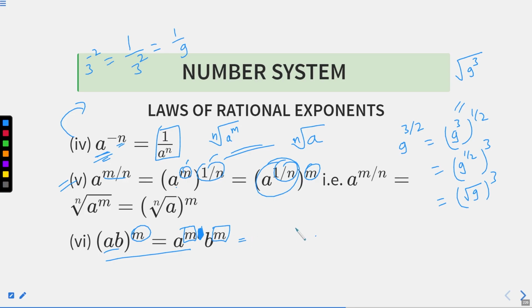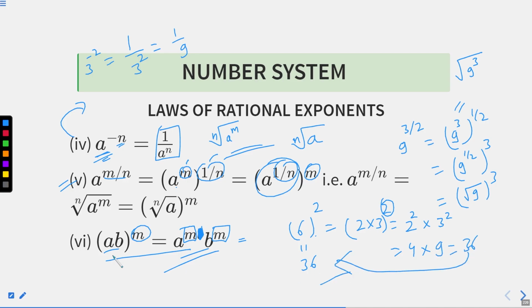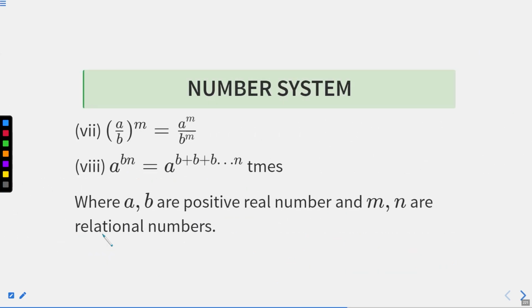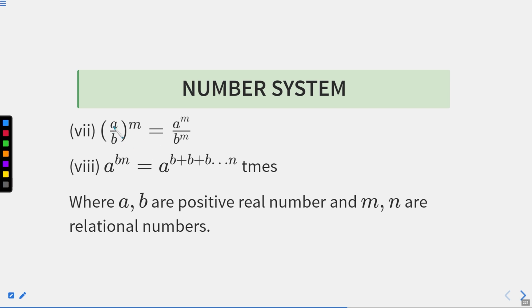For this, if 6 raised to the power 2 is given, that means I can write 6 squared, and we know this is equal to 36. We know from this law I can distribute this 2 to each of the elements. So 2 raised to the power 2, 3 raised to the power 2. I know 2 squared is 4, 3 squared is 9, and 4 times 9 is 36. And we know both are equal. Okay, I hope this is clear. Let's move on to the next properties.